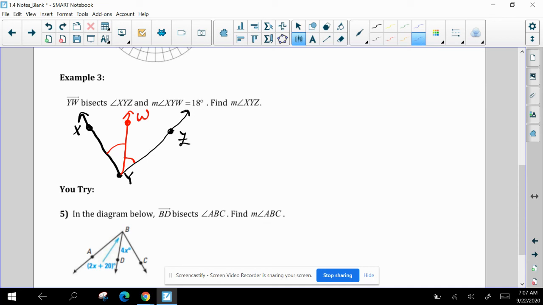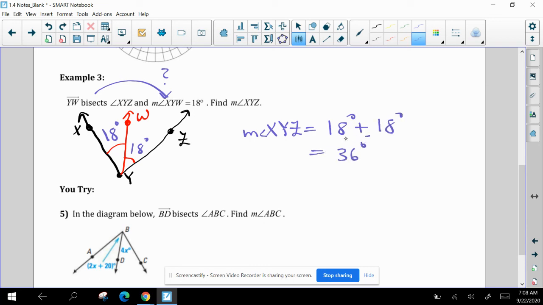They said the measure of angle XYW is 18 degrees. And I have to find the measure of XYZ, so the whole thing. Well, if the angle is being bisected, both of the little angles are 18 degrees. And then all I have to do is add 18 degrees and 18 degrees, and I'm all done. So 18 degrees, 18 degrees, and my final answer is 36 degrees.